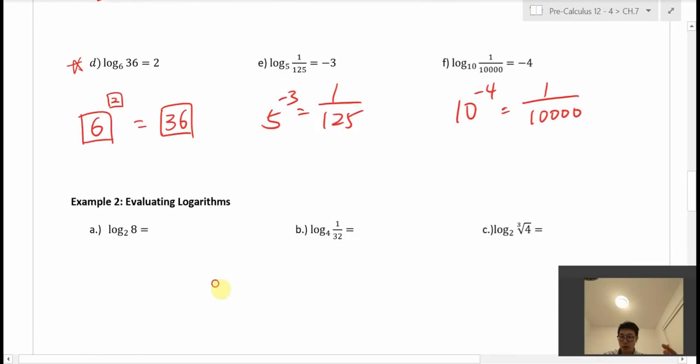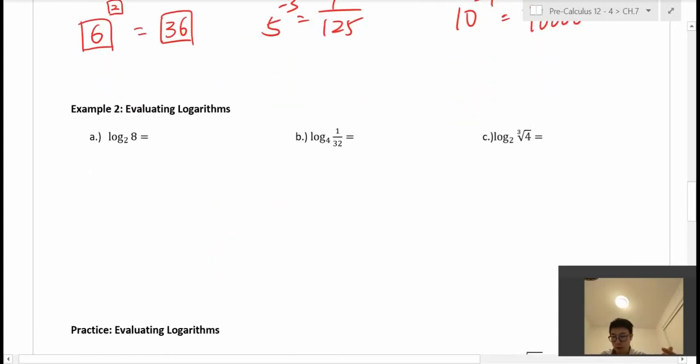Okay, so let's take a look here. We want to evaluate these logarithms. Okay, so this might be difficult to think about. Well, what's log base 2 of 8 going to be? So what we're going to do is change this into exponential form. I'm going to say log base 2 of 8 is equal to x because I don't know what it is equal to. Now I'm going to change this log form into exponential form. So this becomes 2 to the power of x equals 8.